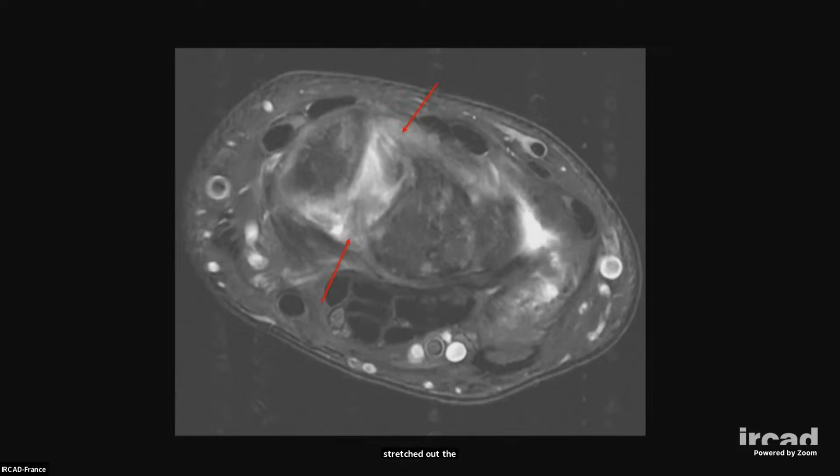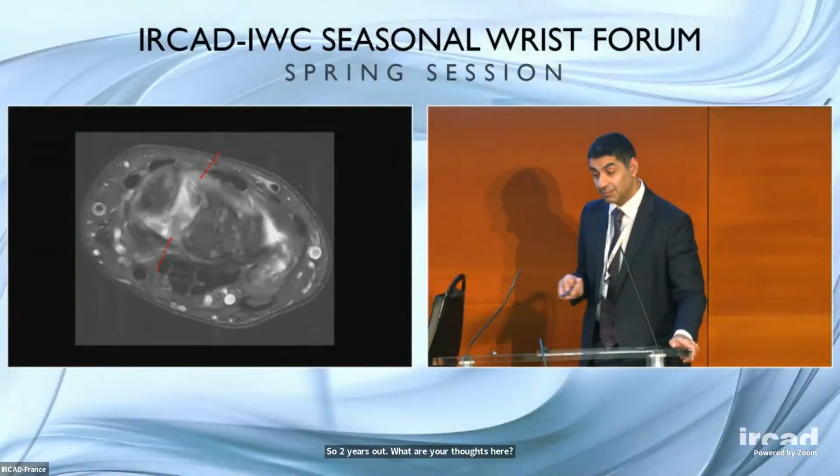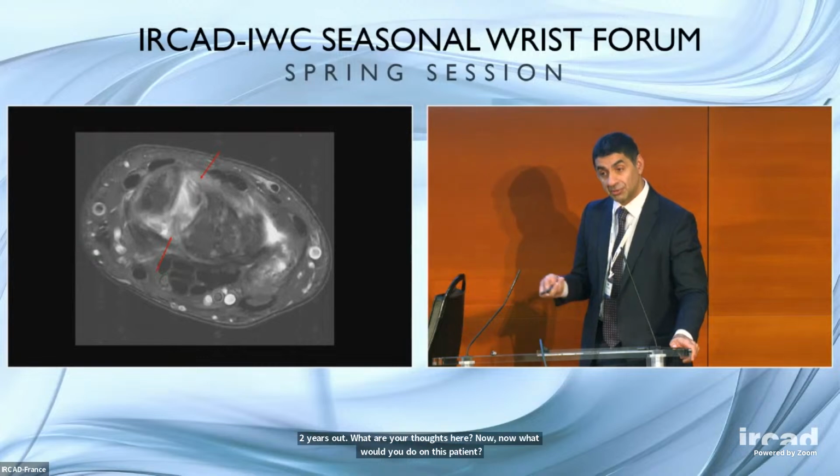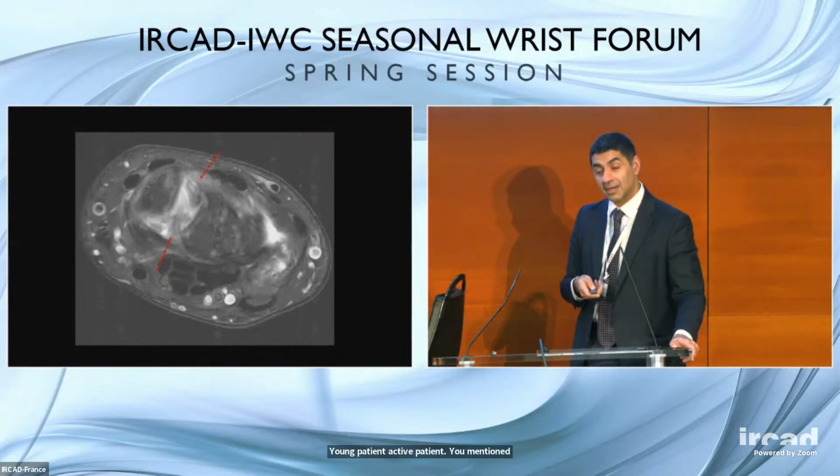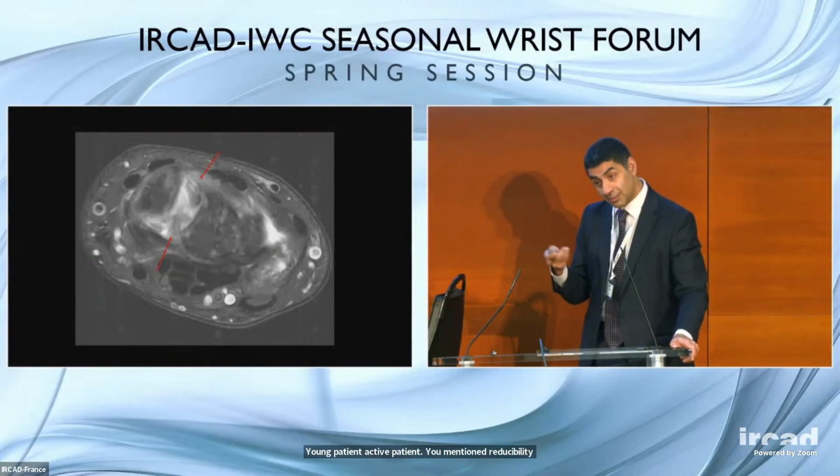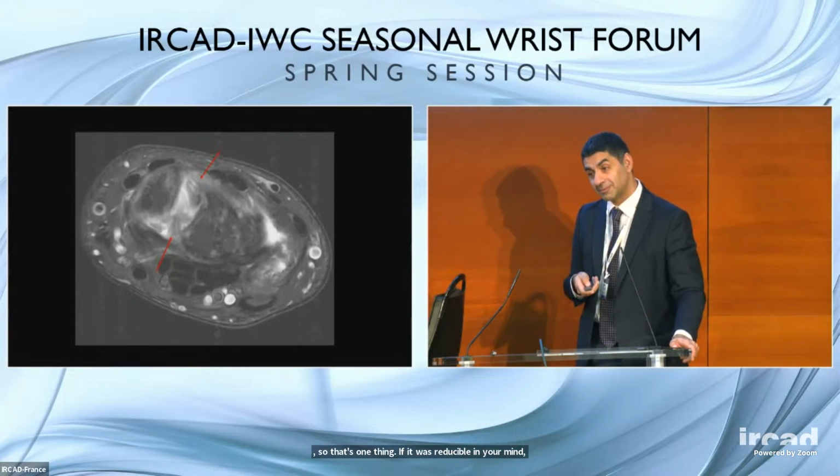It completely sort of delaminated. So 2 years out, what are your thoughts here? Now what would you do on this patient? Young patient, active patient. You mentioned reducibility, so that's one thing. If it was reducible in your mind, what would you do in 2024?